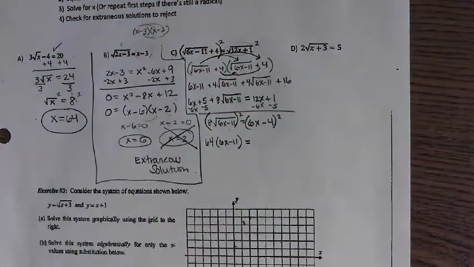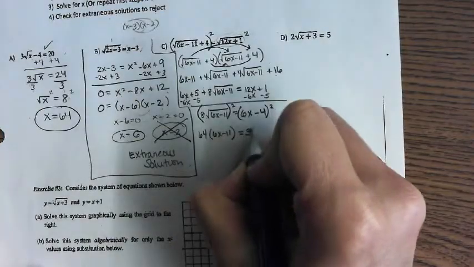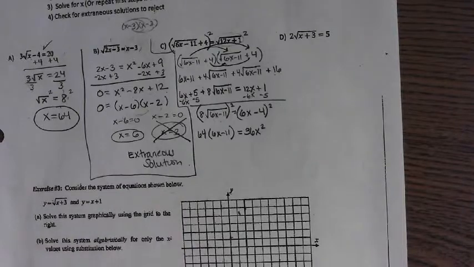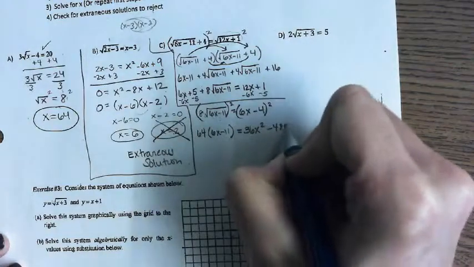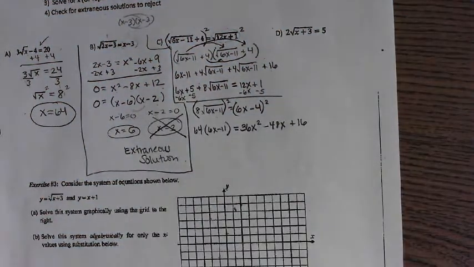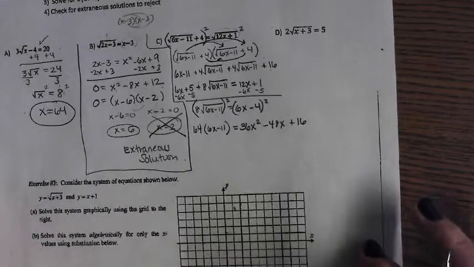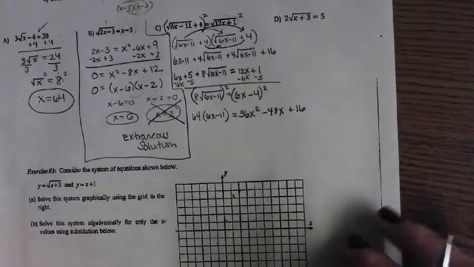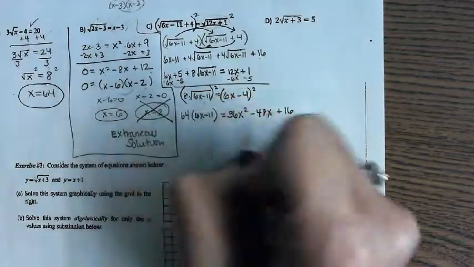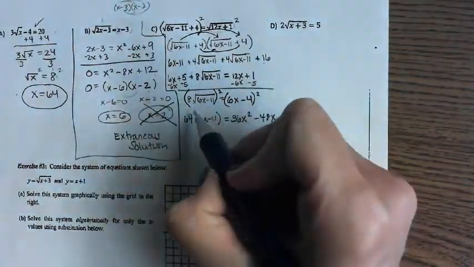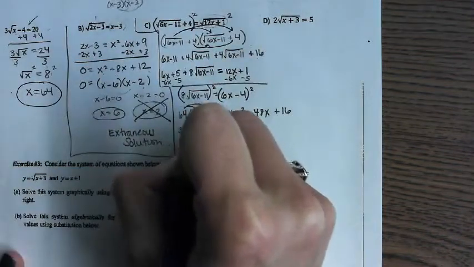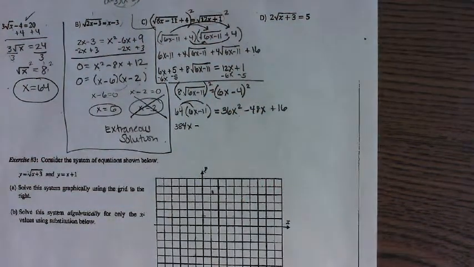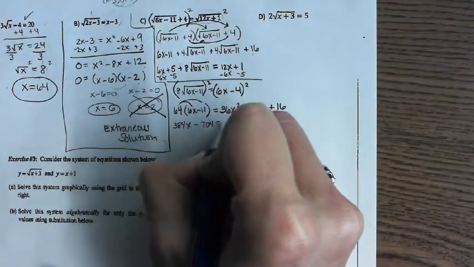On the right-hand side, again, we're squaring a binomial. You're going to get 36x squared minus 24x twice, which will turn into minus 48x, and then plus 16. So not pretty, but it's a quadratic again because of the x squared, so I have to distribute my 64. 64 times 6 is 384x minus 64 times 11 is 704.